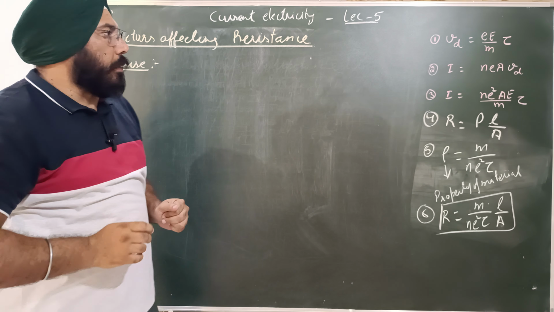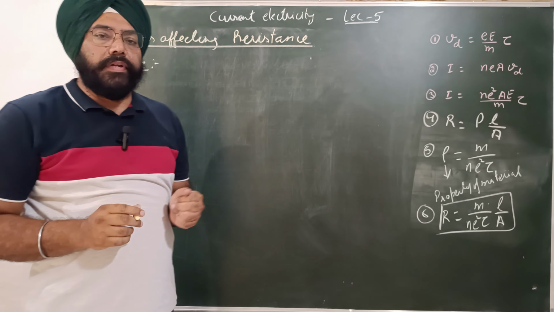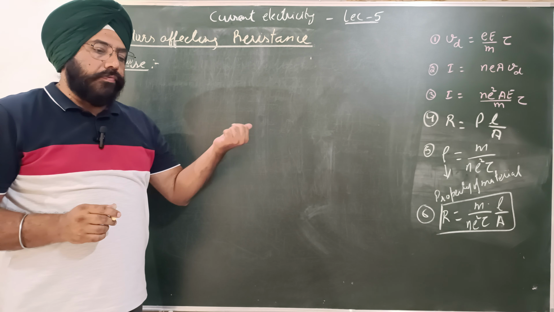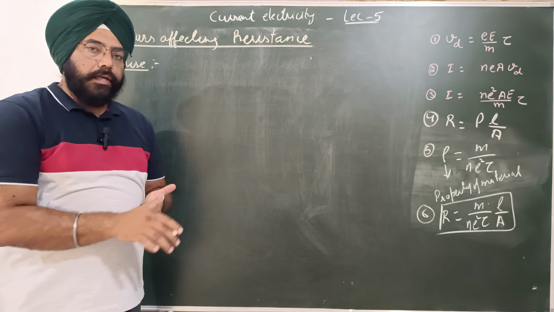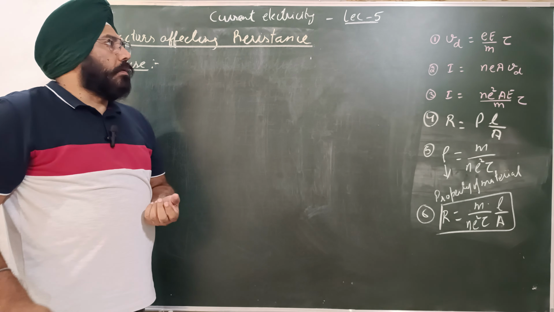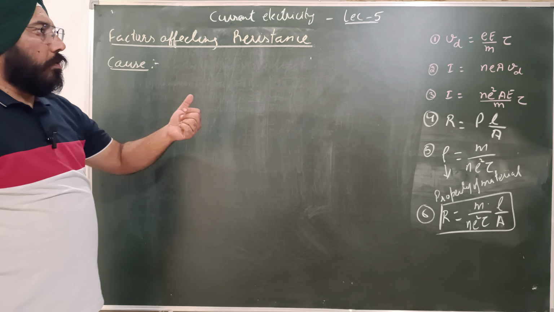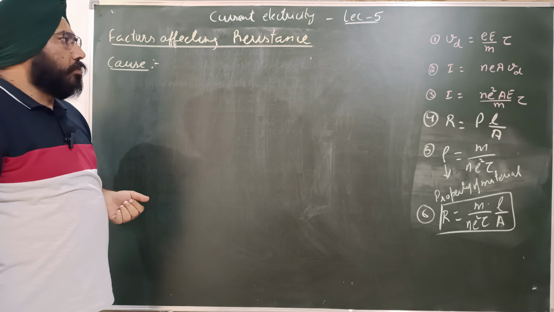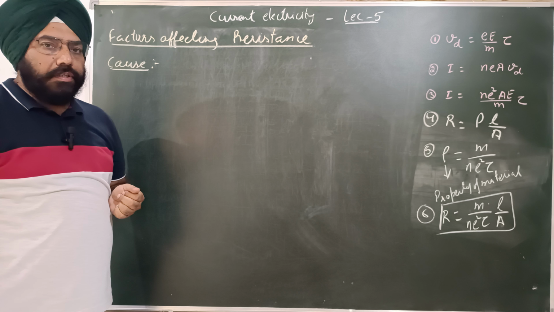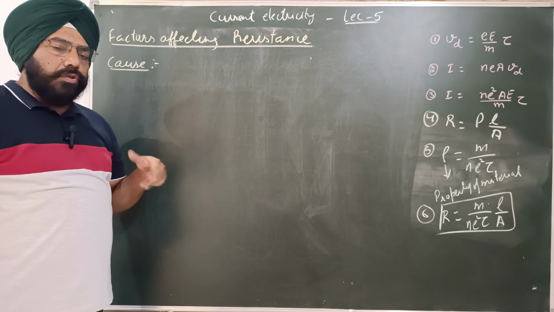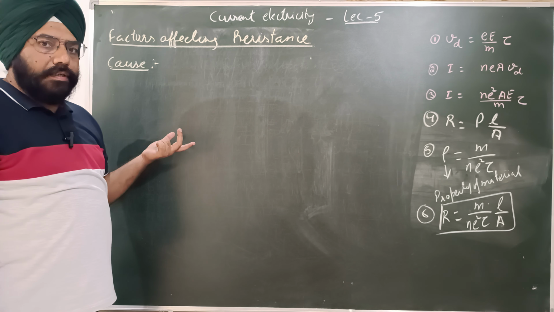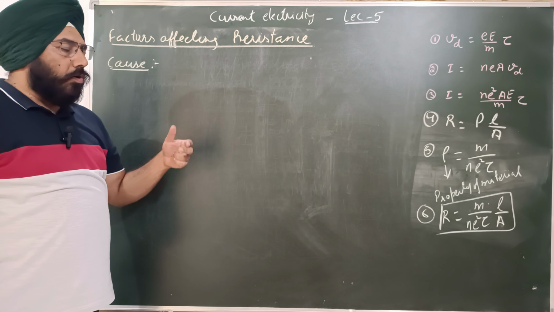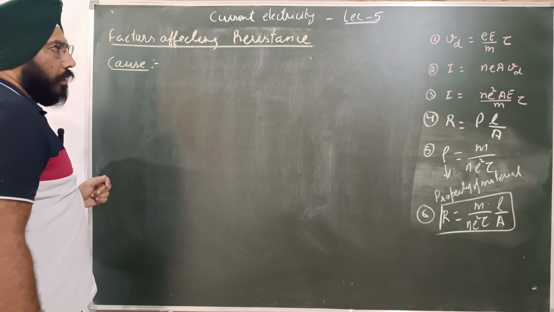Earlier we said that under the effect of potential difference, the electrons drift opposite to the direction of the applied electric field. While drifting, there are a number of free electrons, so they keep on colliding with each other. The force due to the electric field gives acceleration, and due to that acceleration the electrons move, and on the way they keep on colliding.